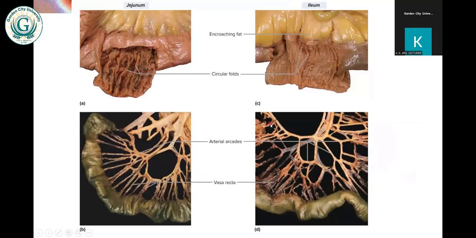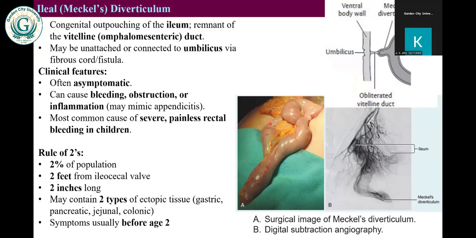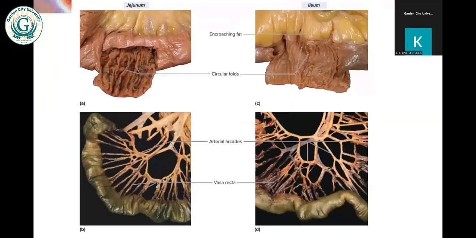Now there's the jejunum and the ileum. What I want you to note here is how do we distinguish the jejunum from the ileum? This one is the jejunum and this one is the ileum. The jejunum has a lot of circular folds. There are fewer circular folds in the ileum. As these circular folds occur, they will increase the surface area, and that's why we say that most of the absorption occurs in the jejunum.